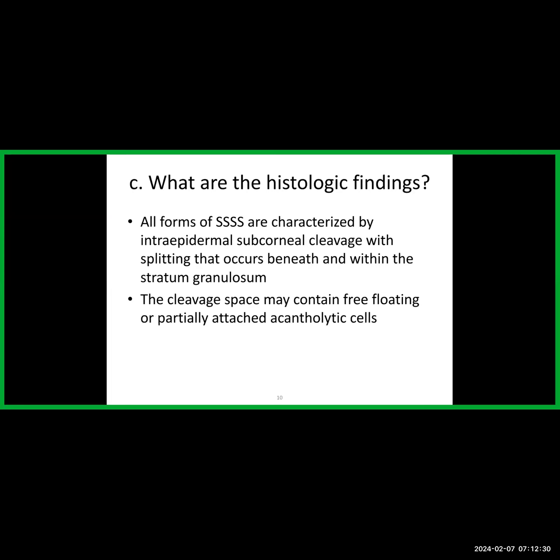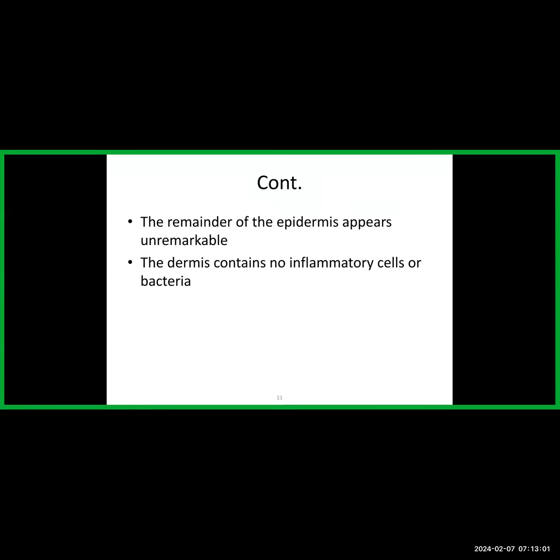So the C part of the question says, what are the histological findings? It has been found that all forms of staphylococcal scalded skin syndrome are characterized by intraepidermal subcorneal cleavage or splitting that occurs beneath and within the stratum granulosum. The cleavage space may contain free-floating or partially attached acantholytic cells. The remainder of the epidermis appears unremarkable, and the dermis contains no inflammatory cells or bacteria.